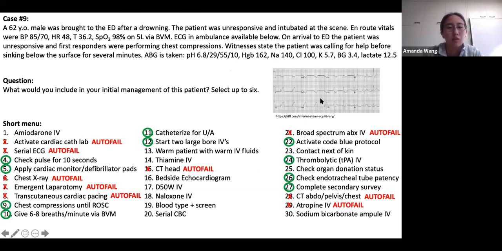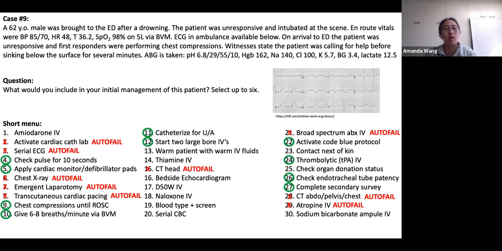And then you'd obviously also want to activate your code blue protocol, right? One of the big things on the test is knowing when you need to call for help, so calling for help is important. And then thrombolytic or TPA IV: given his ECG findings and clinically how he's presenting as an unstable patient, you cannot send him to the cath lab. And then you also want to check your tube and whether it's working, and then complete your secondary survey.